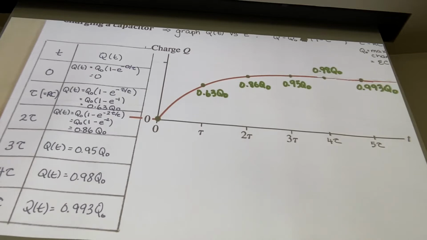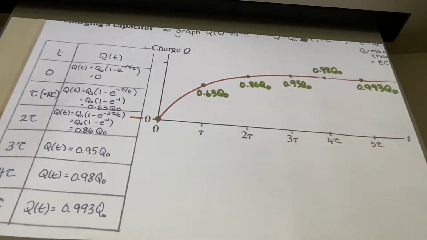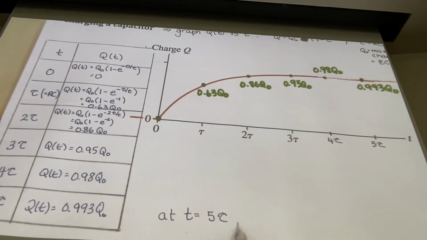And what we say at this point is that we're so close to the maximum charge, we call this fully charged. Okay, so it's an approximation, but it's not a bad approximation. So at this point, at t equals 5 tau, we say the capacitor is fully charged.